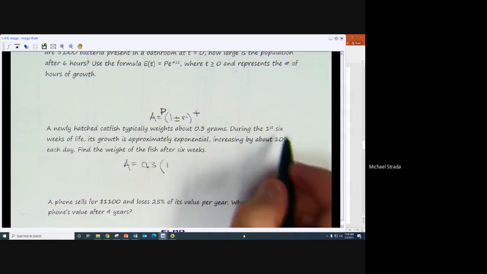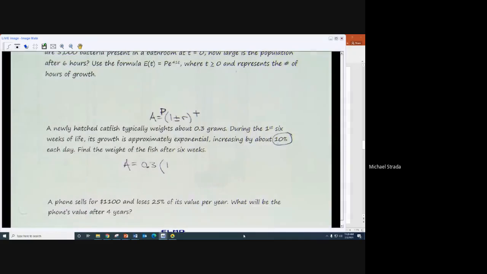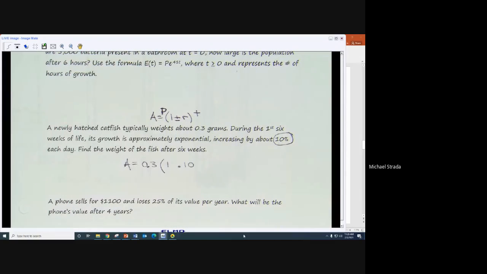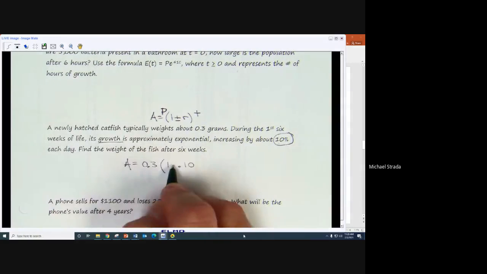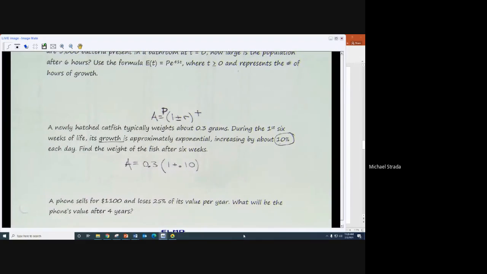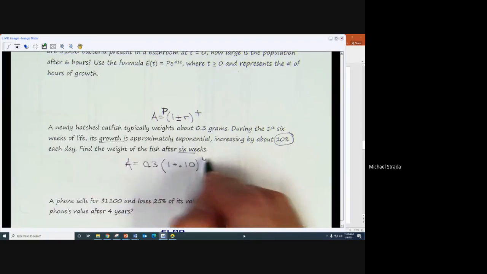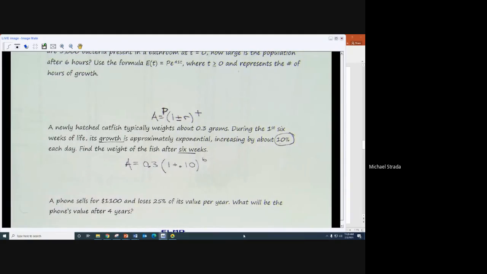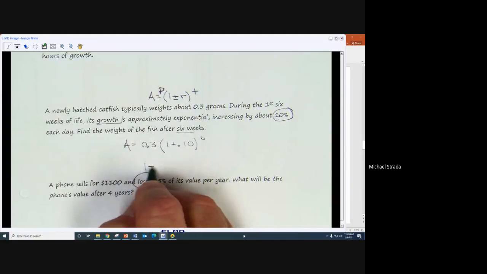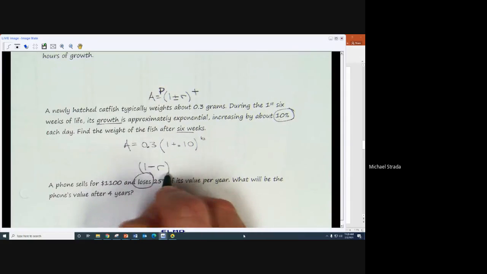Times 1 plus the rate, where the rate is the percent as a decimal, so 10% is 0.10. Since it is growth, you add. And then 6 weeks would make your exponent 6. For the phone problem and the cable company, they're both losing. The only difference is instead of 1 plus, it's 1 minus r.